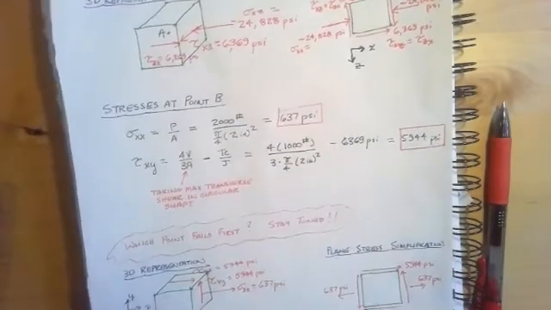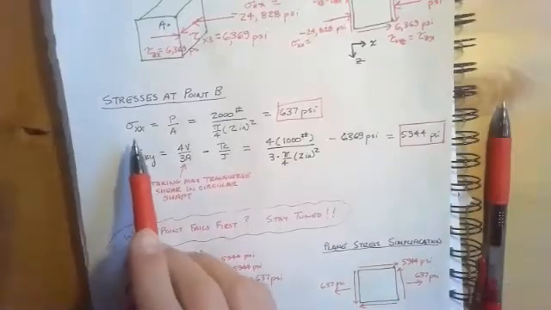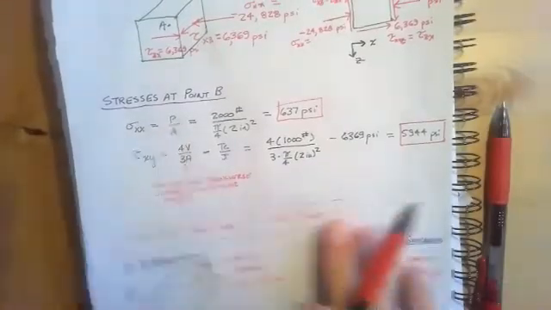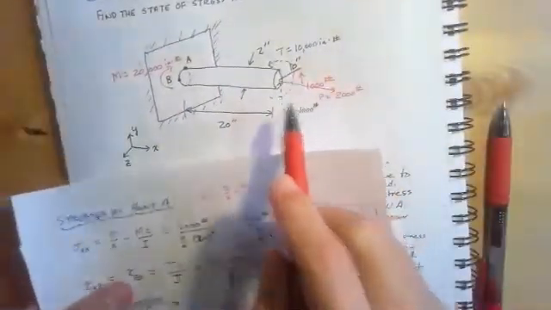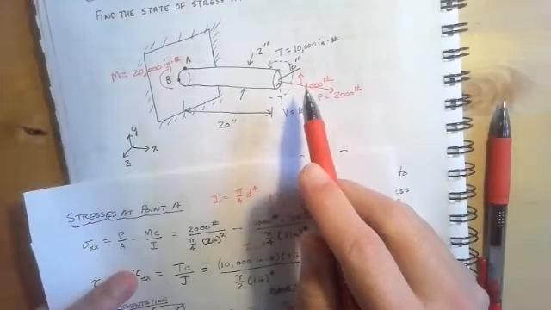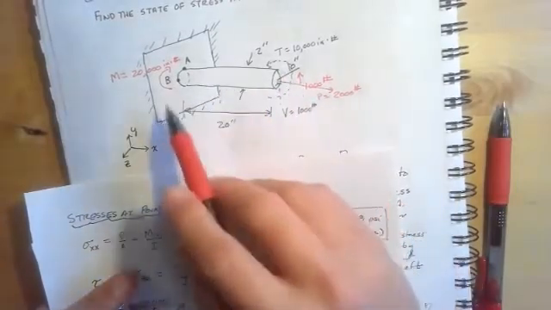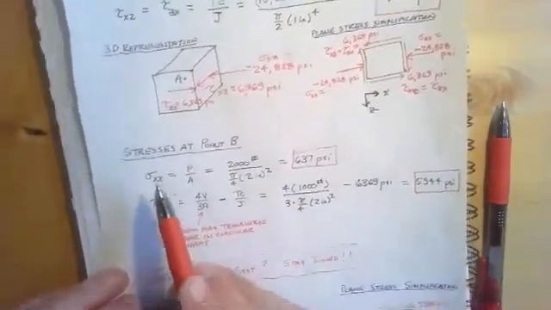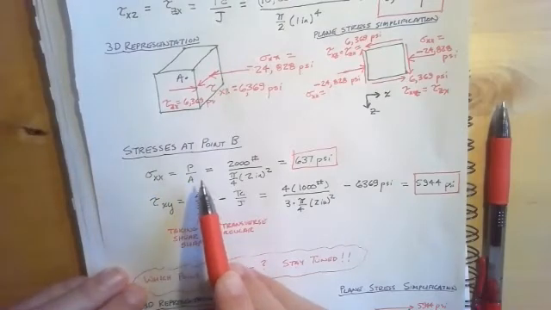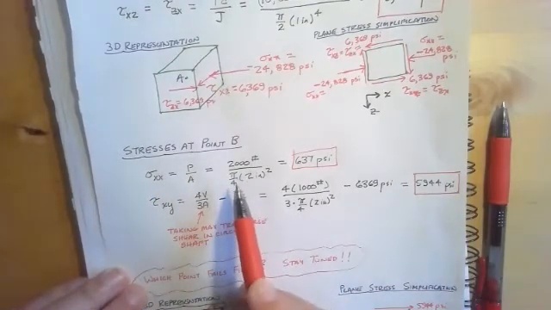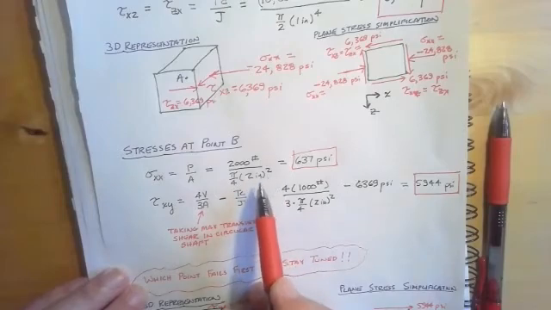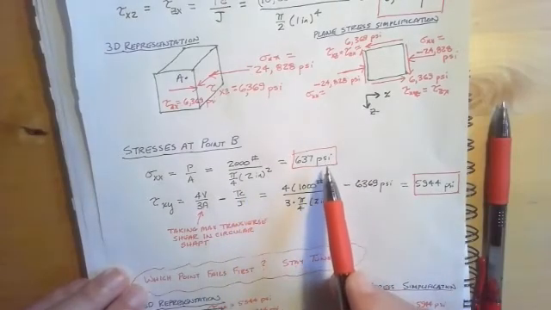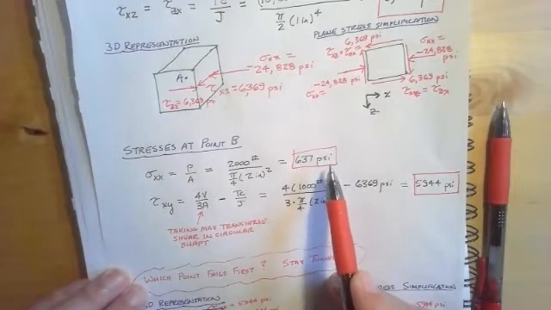Let's do the same thing at point B. For point B, sigma XX equals P over A. And that would be the only thing causing axial stress in the X direction, just this P. We don't have any flexural stresses at point B because point B is at the neutral axis. So all we have for the stresses at point B is sigma XX equals P over A, and that's 2,000 pounds divided by pi over 4 times 2 inches squared. And that gives me a result of 637 PSI.